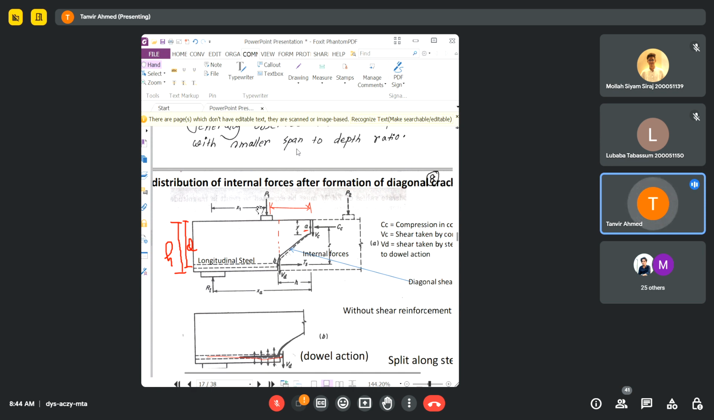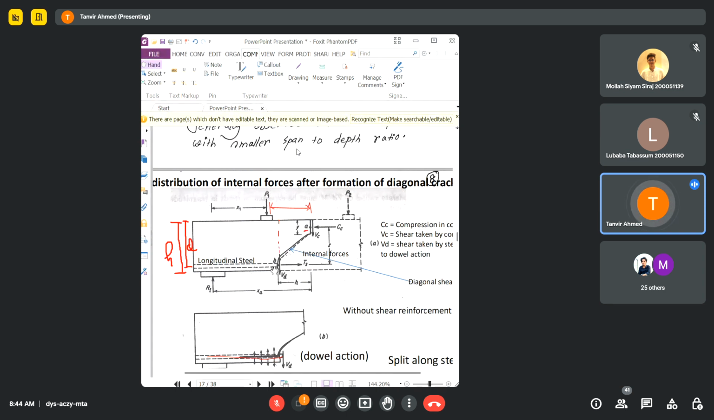And what will be the internal forces? The internal forces will be the compressive force on the concrete, obviously, and this is the effective part of the concrete. So this will take the compressive force because the rest of the part is cracked. This whole part is cracked, so this will not take any compression. So only the top part will take the compression. So the compressive force will be Cc, and this y will be the depth of the compression block.